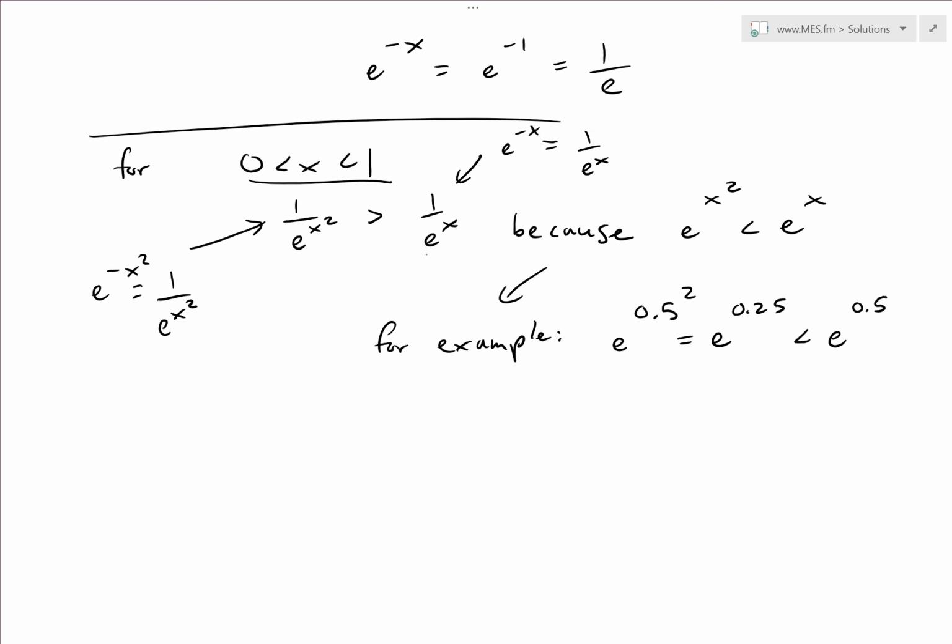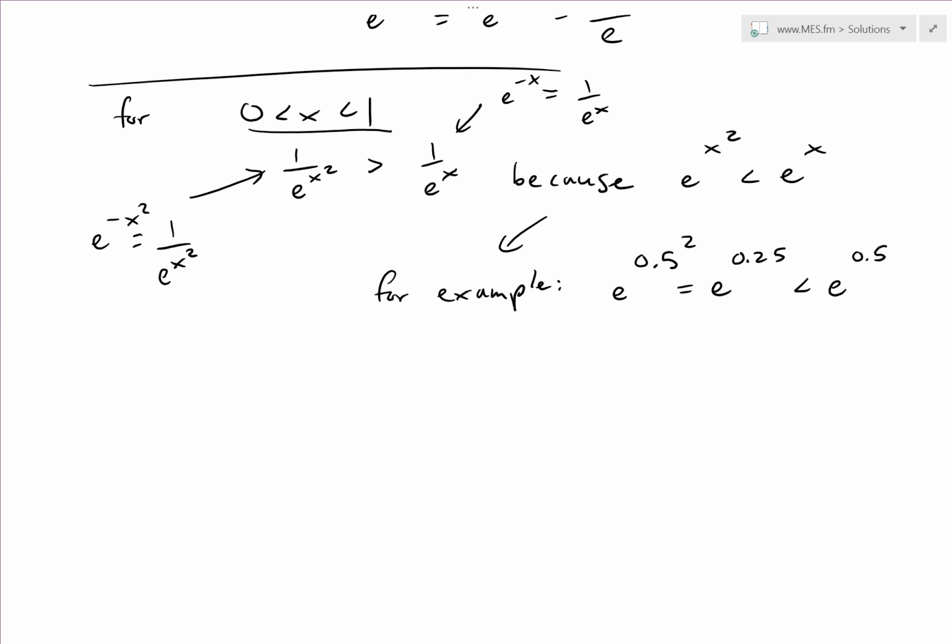Also, just one more note on an easy way of thinking about this 0.5 squared, and why there's the decimal place over there.